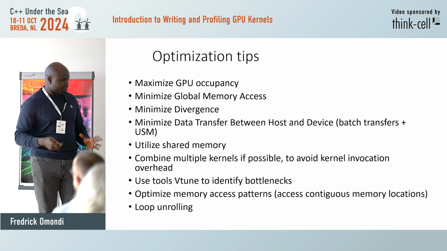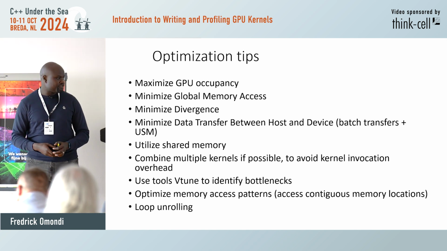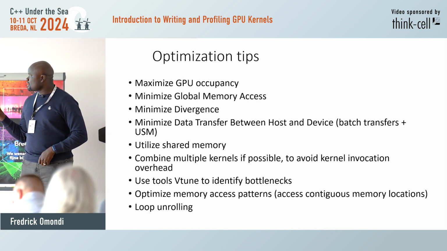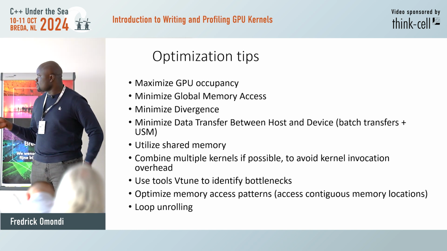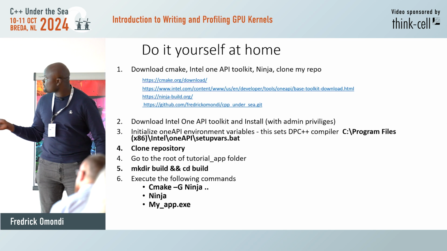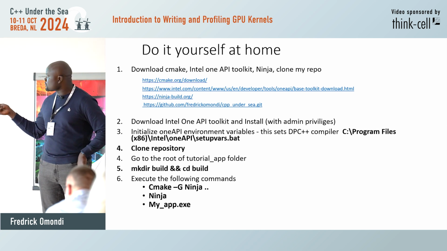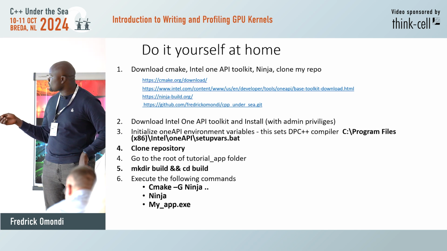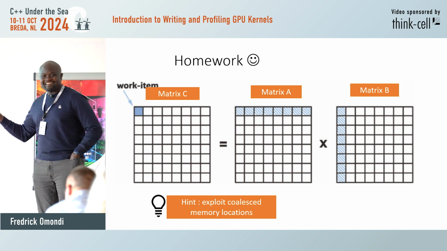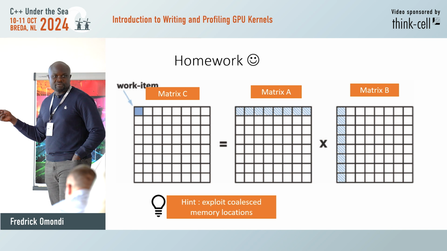So, the general tips to optimize your GPU: you want to maximize GPU occupancy, you want to minimize global access and divergence as well, and so on. I think some of this we've already spoken about. I've got this online. If you want to try it at home, you want to download it and run and test the things, you're welcome to do so. This is homework. The previous matrix multiplication that we did, we still have lots of room for improvement.